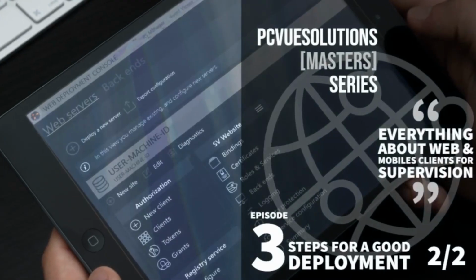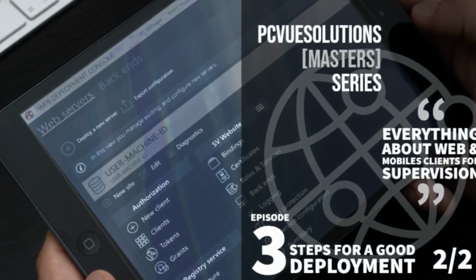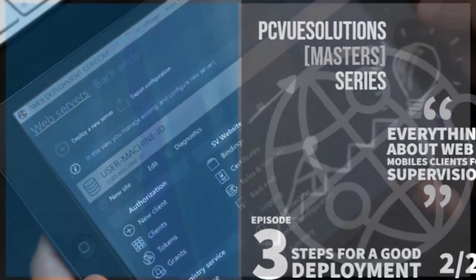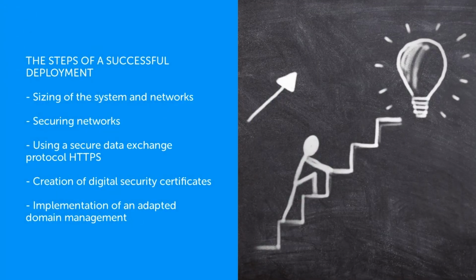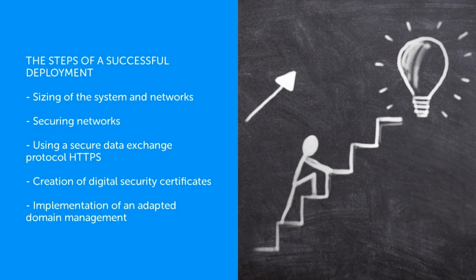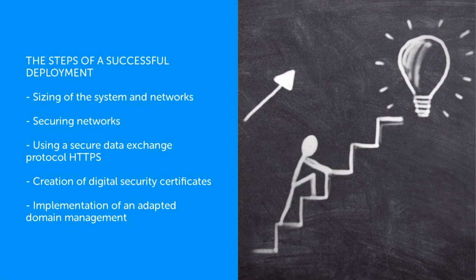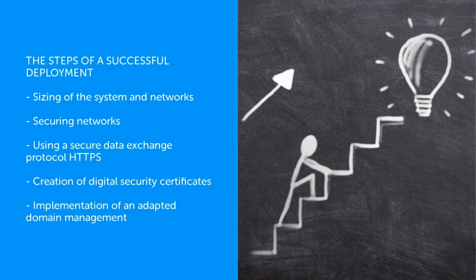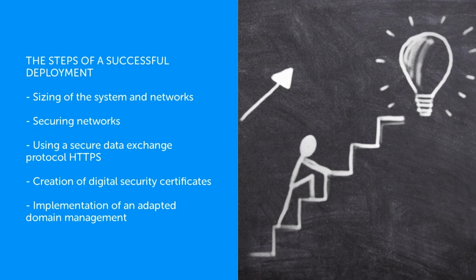In this third episode, we discuss the different steps of deployment for web and mobile client. After sizing and securing the networks seen in the previous episode, we are interested in using the HTTPS protocol, associated certificates, and domain name management.